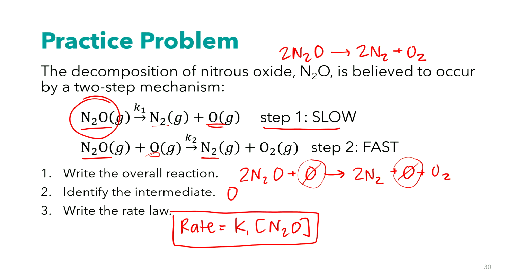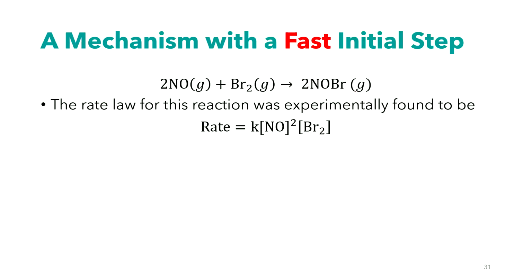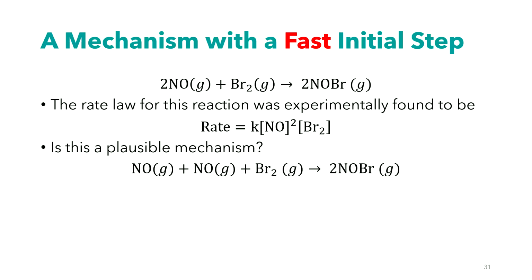And guess what? We're now going to do it when the slow step is not the first step. So we have to consider this: when a mechanism doesn't have a slow first step, and it's a fast initial step. Look at this. I think I have a question for you guys. The rate law for this reaction was experimentally found to be K times NO squared times Br2. So that's an overall third order reaction, right? Because I've got 2 plus 1. So overall third order.